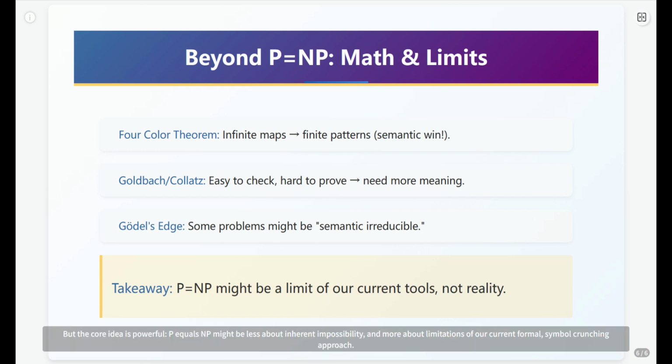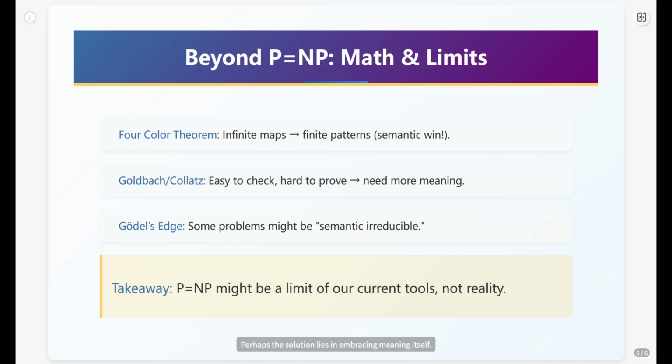But the core idea is powerful. P equals NP might be less about inherent impossibility and more about limitations of our current formal symbol-crunching approach. Perhaps the solution lies in embracing meaning itself. Food for thought, right?